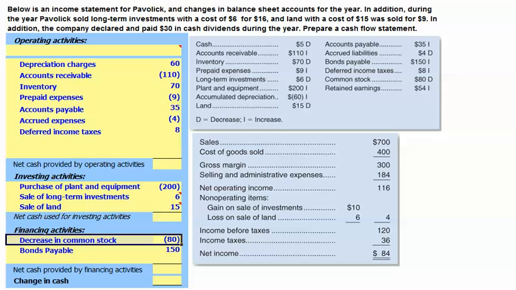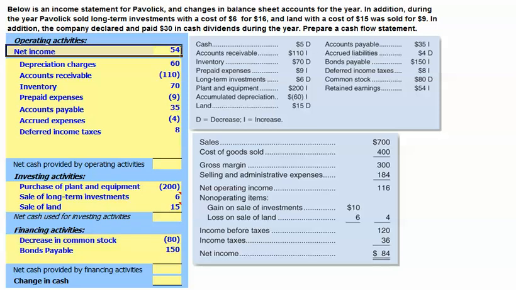Normally, our change in retained earnings will include two components. We might have an increase in retained earnings due to net income, and a decrease in retained earnings due to dividends. If we're only looking at the change in balance sheet accounts, we will have to assume that the entire $54 increase in retained earnings is due to net income, and we'll list that in the operating section of our cash flow statement as a source of cash.